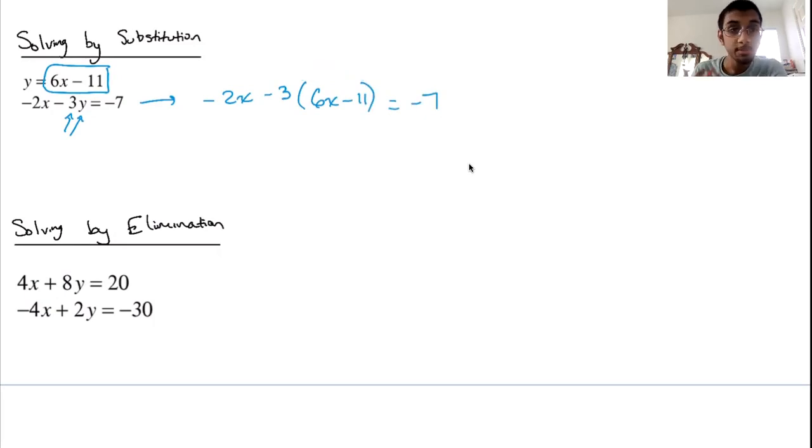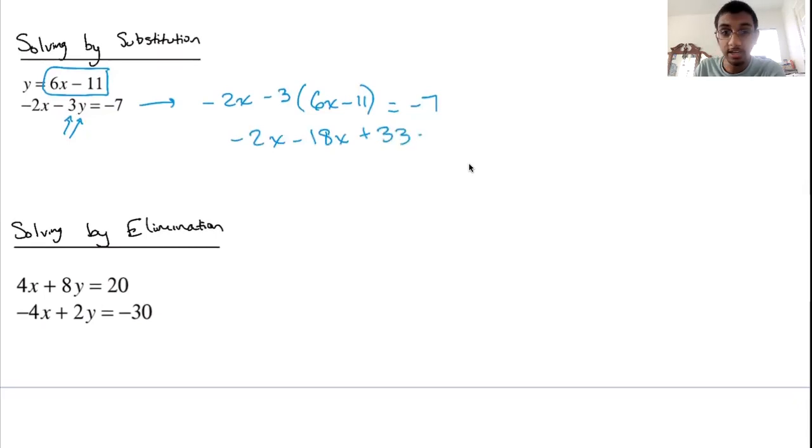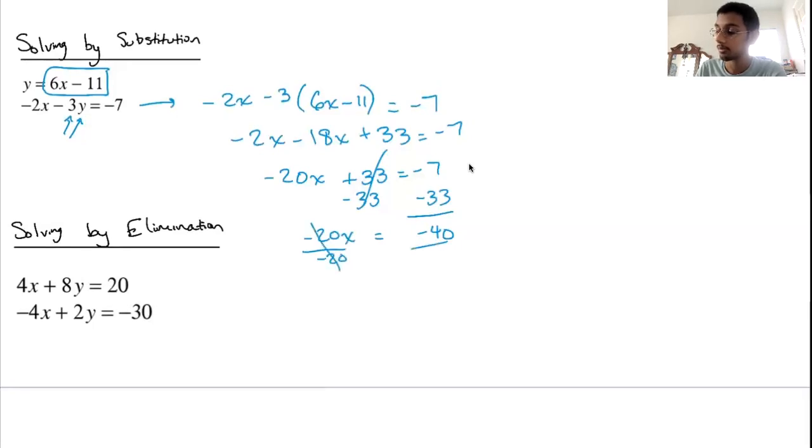Now we just have to simplify like we do with a normal linear equation. If you've watched the previous videos, this should not be too hard. So it would be negative 2x minus 3 times 6x, which is negative 18x, plus 33, is equal to negative 7. Therefore, negative 2x minus 18x is negative 20x plus 33, and that's equal to negative 7. You can just subtract the 33, and that'd be negative 40, and that's equal to negative 20x. Then you just divide by negative 20 on both sides, and therefore x should be equal to 2.